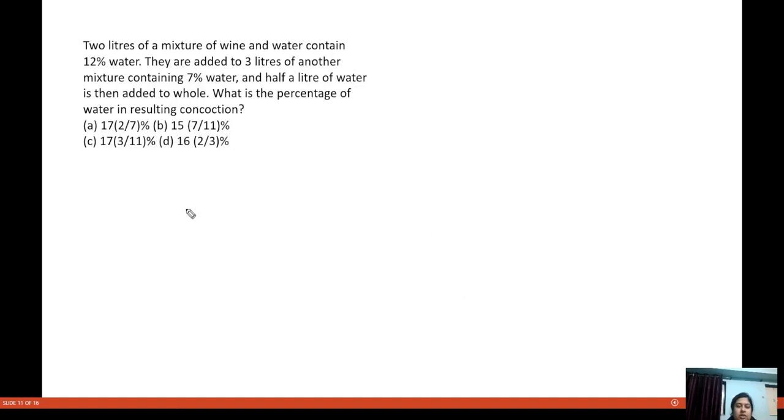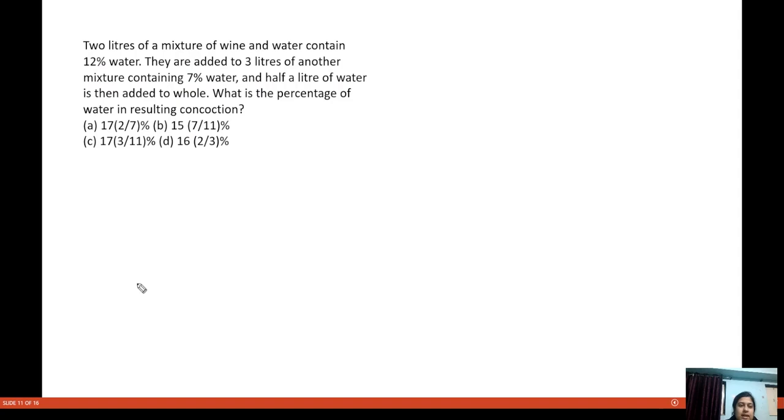Now look at this question. It is saying 2 liters of a mixture of wine and water contains 12% water. They are added to 3 liters of another mixture containing 7% of water, and half a liter of water is then added to the whole. What is the percentage of water in the resulting concoction?